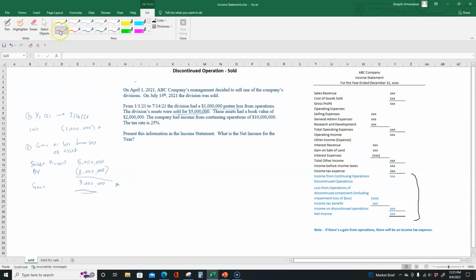We start with income from continuing operations. So bear with me. Income from continuing operations. I am going to abbreviate since you have the format here. They told us that income from continuing operations is 10 million. So let's go ahead and put the 10 million here.